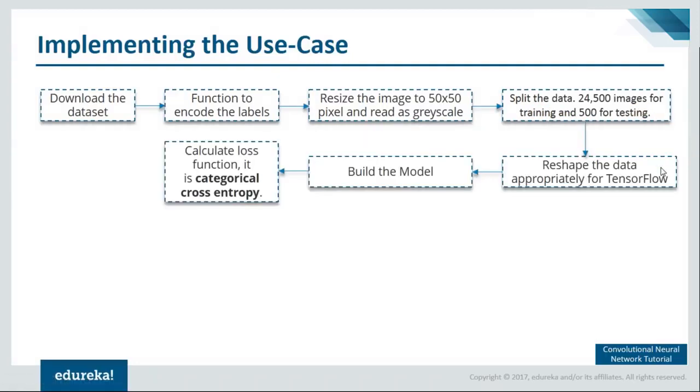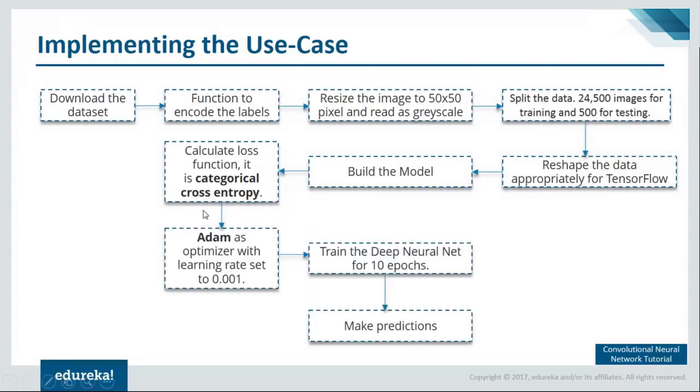Once this is done, we are going to reshape the data appropriately for TensorFlow. TensorFlow, I think everyone knows, is a Python library for implementing deep learning models. Then we are going to build the model and calculate the loss, which is categorical cross entropy. Then we are going to reduce the loss by using the Adam optimizer with a learning rate set to 0.001. Then we are going to train the deep neural network for 10 epochs. And finally, we are going to make predictions.